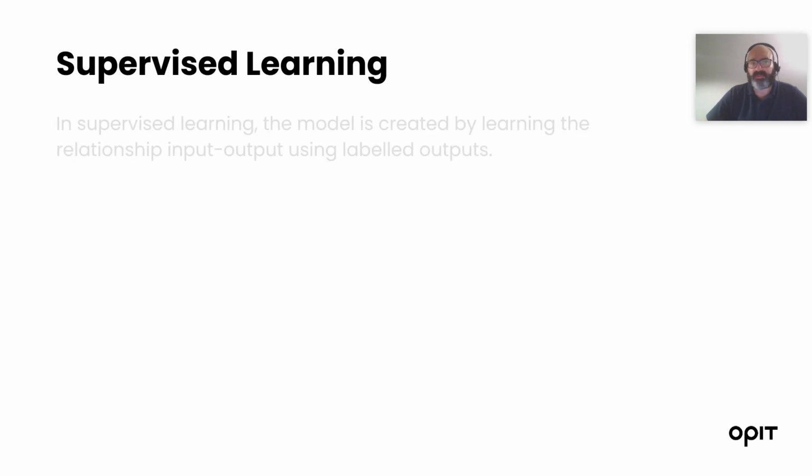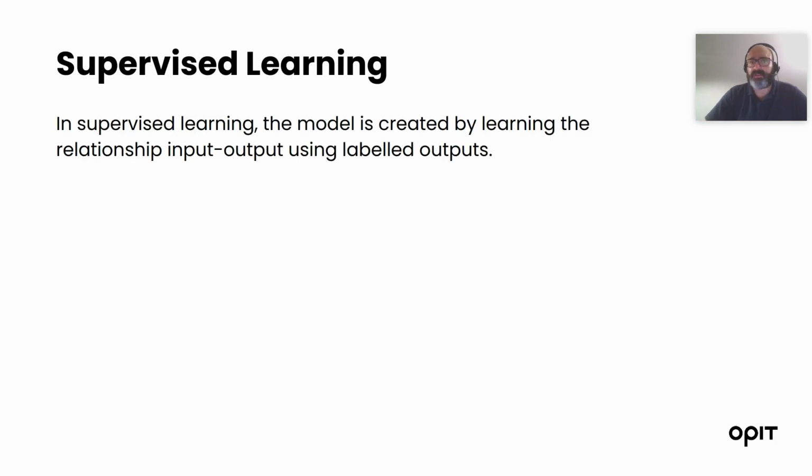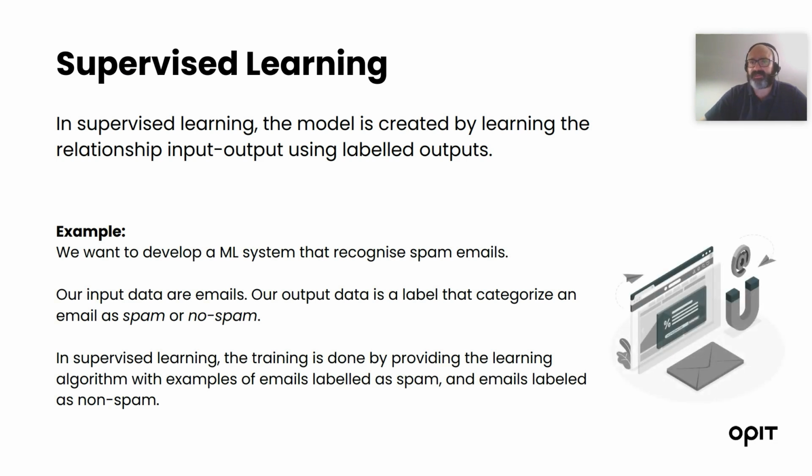What is supervised learning? In a supervised learning setting, the model is created by learning the input-output relationship using labeled output. Let's make an example about it.